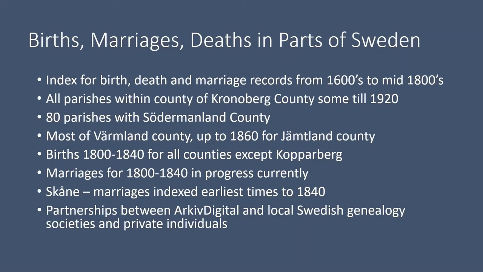So currently, all the parishes within the county of Kronenberg, births, marriage, and deaths have been complete to the latter part of the 1800s, even some up until 1920. With 80 parishes within Södermanland, most of Värmland County, and then up to 1860 for Jämtland. So these four places that I've mentioned, birth, marriage, and death records have been indexed by name.